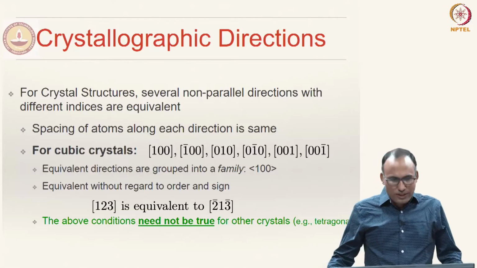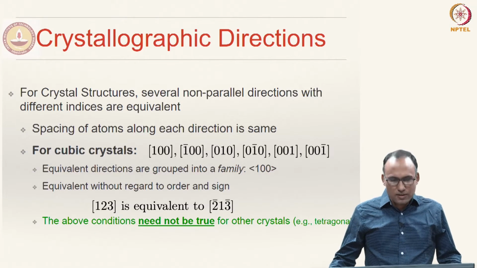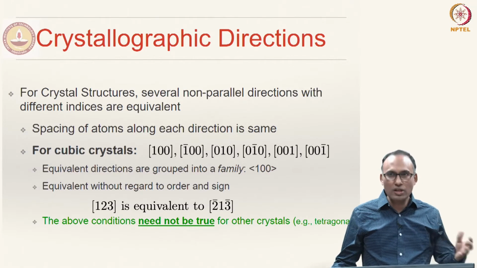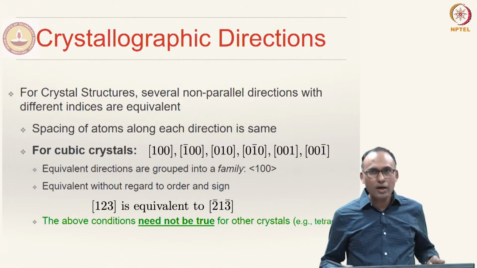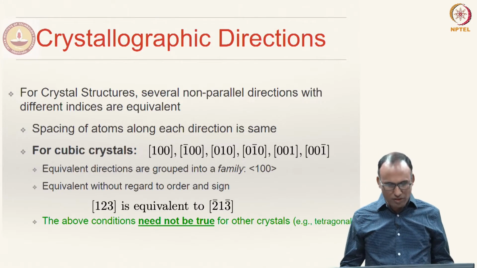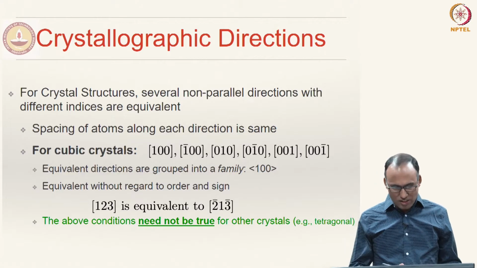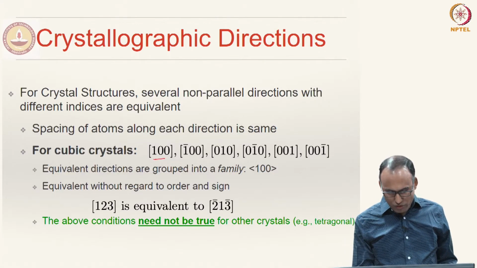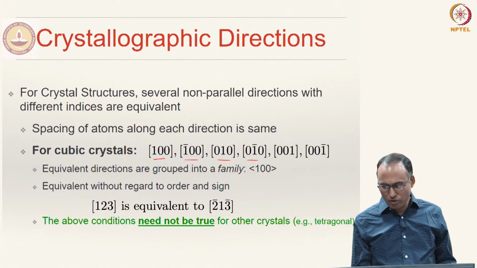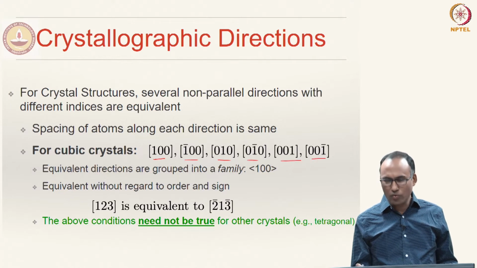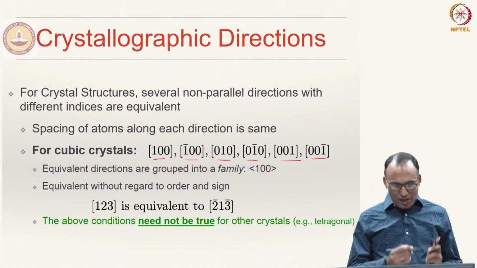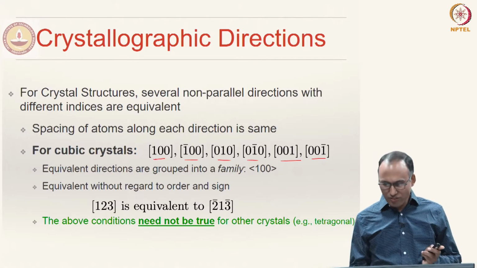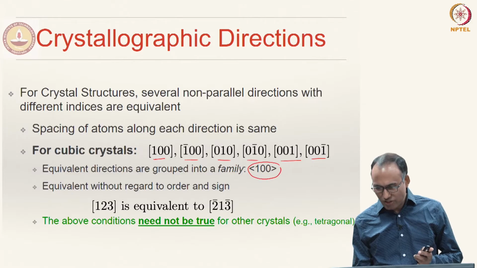Okay, welcome back. In the last class, we discussed the crystallographic directions, particularly for cubic crystals, and we also introduced the concept of equivalent directions. For instance, for a cubic crystal, you have [100], [1 bar 0 0], [010], [0 1 bar 0], [001], [0 0 1 bar]. All these are equivalent directions, and these are called a family of equivalent directions, and the family of equivalent directions is represented by this sort of a representation.